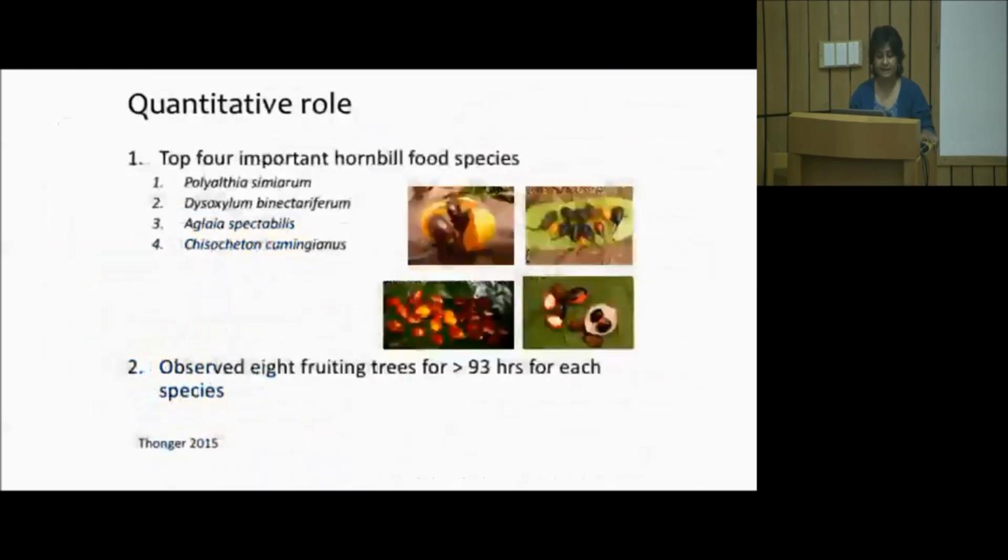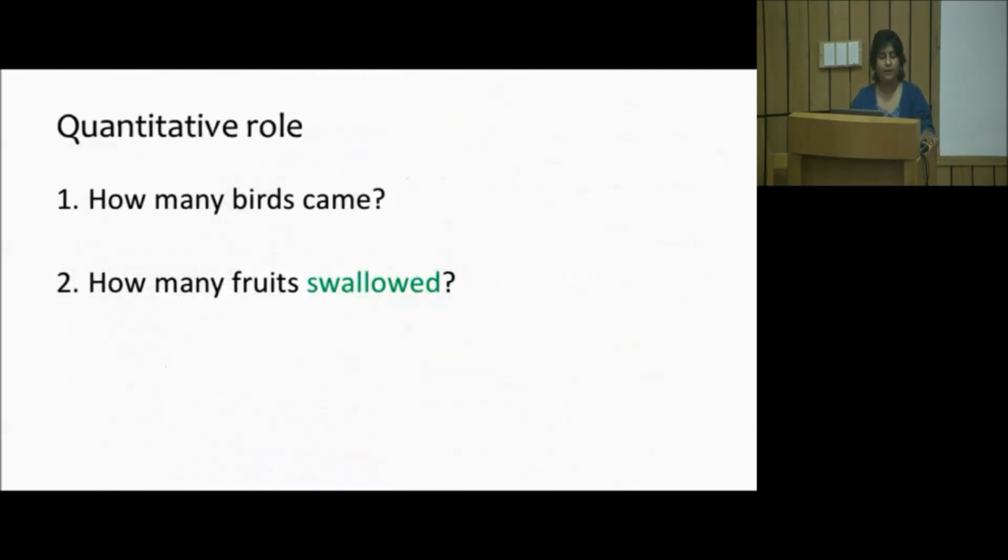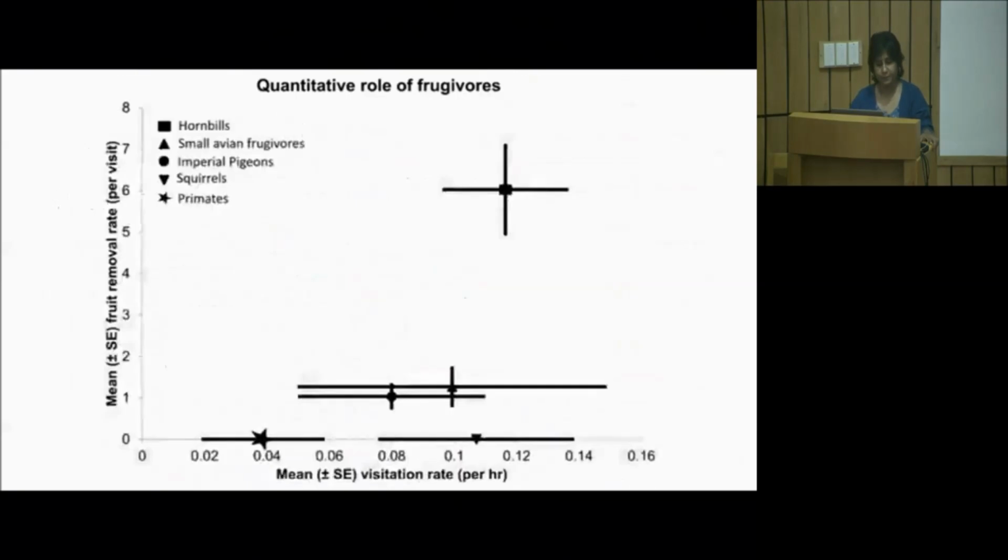Now the quantity aspects. One of our other students did a study looking at the important hornbill food plant species and observed 8 of those fruiting trees for many hours, and he quantified how many birds came and how many fruits were swallowed. What he found is that among all the visitors or frugivores, there were hornbills, small avian frugivores, imperial pigeons, squirrels, and primates.